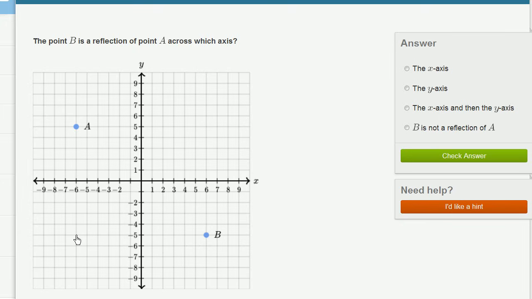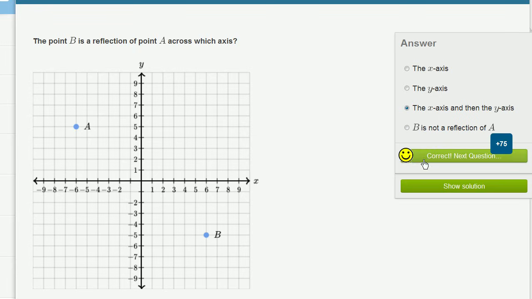It would get you to -6 comma 5, and then reflect across the y. So it's really reflecting across both axes. So we would reflect across the x-axis and then the y-axis. It would have also been legitimate if we said the y-axis and then the x-axis. Let's check our answer. We got it right.